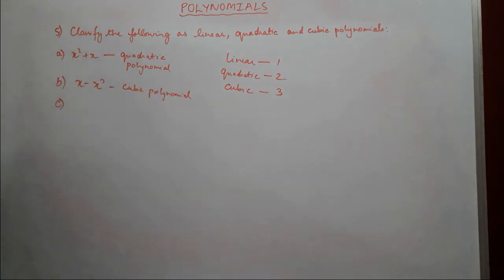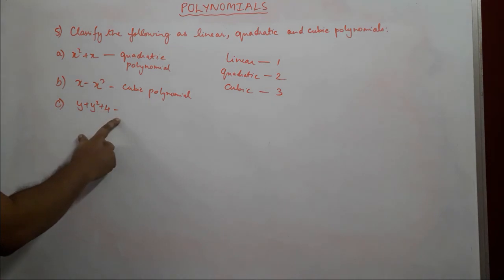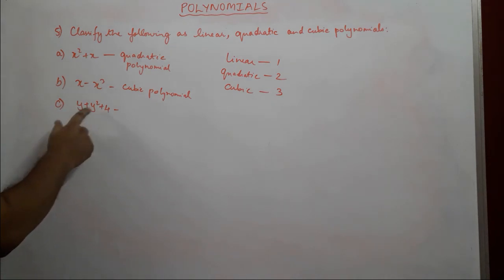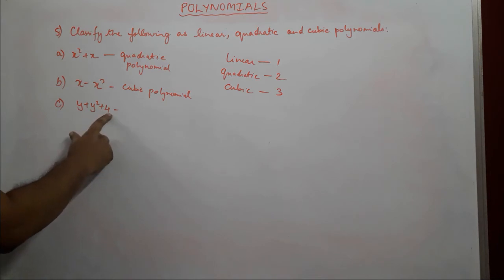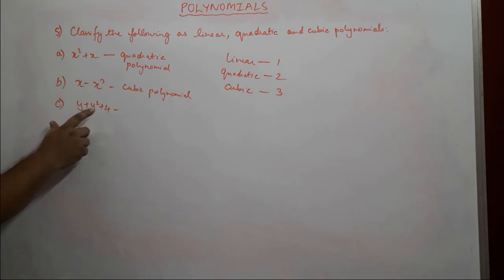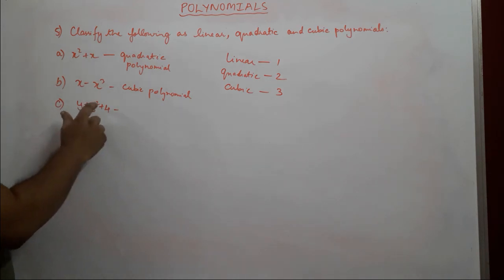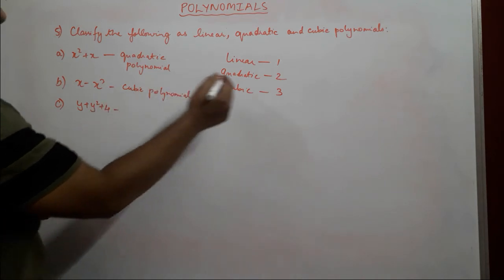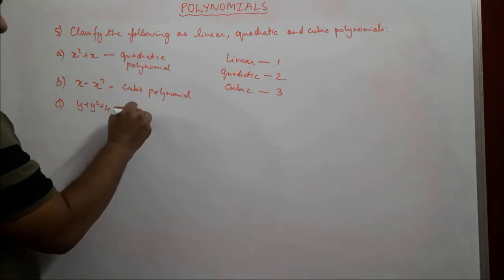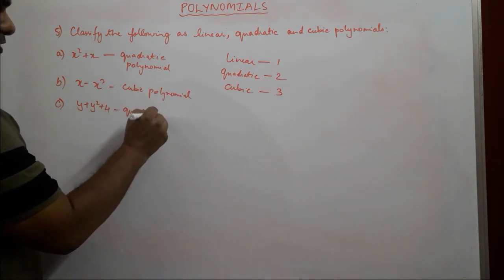Solve the next one, y plus y square plus 4. Okay, so there are three terms. Power of y in this case is 1, power of y in this case is 2, and here there is only a constant, that means the power of y should be equal to 0. So that leaves the middle term y square with the highest degree, that is 2, and when 2 is the highest degree, it becomes a quadratic polynomial.